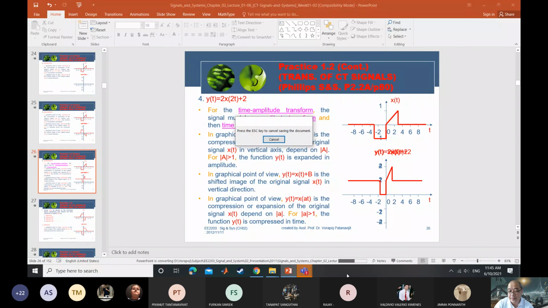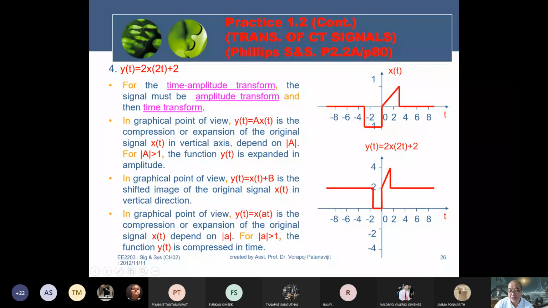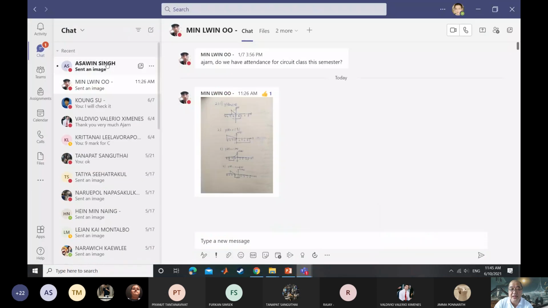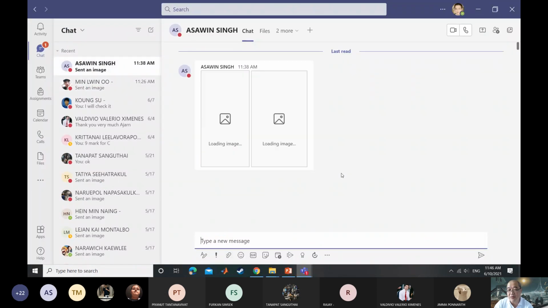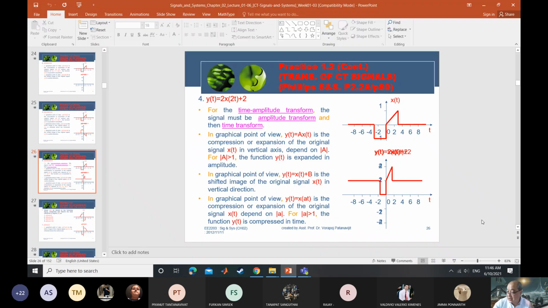Due to a little typing error in the slide. In this case, A equal to 2. Therefore, for A greater than 1, the function y(t) will be compressed in time. That's all for the exercise that I gave to you. If you can do it by yourself and the result is right, you will know that you are doing the right thing.